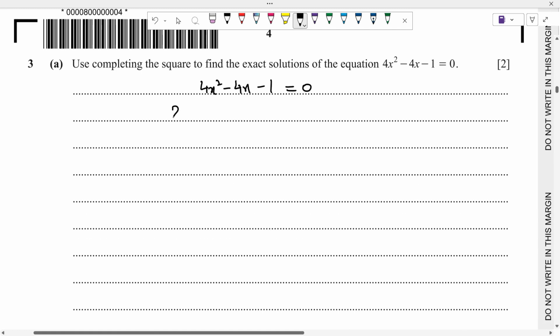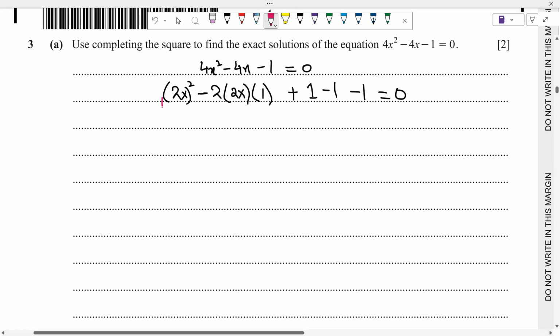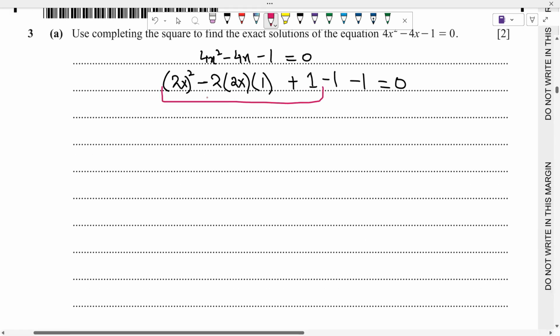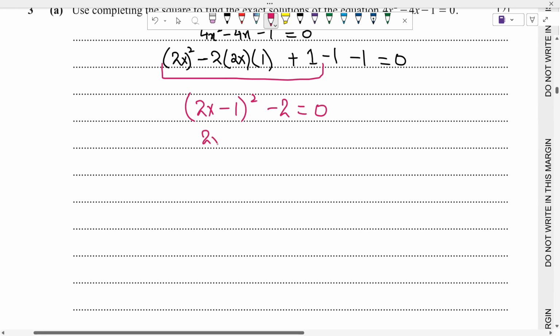So (2x)². Now let's try to apply (a - b)². So minus 2a, which is 2x, times 1, and this one is equal to plus 1 minus 1, and this minus 1 is here equal to 0. This one is equal to (a - b)². So in this case (2x - 1)² - 2 = 0, and we will have (2x - 1)² = 2.